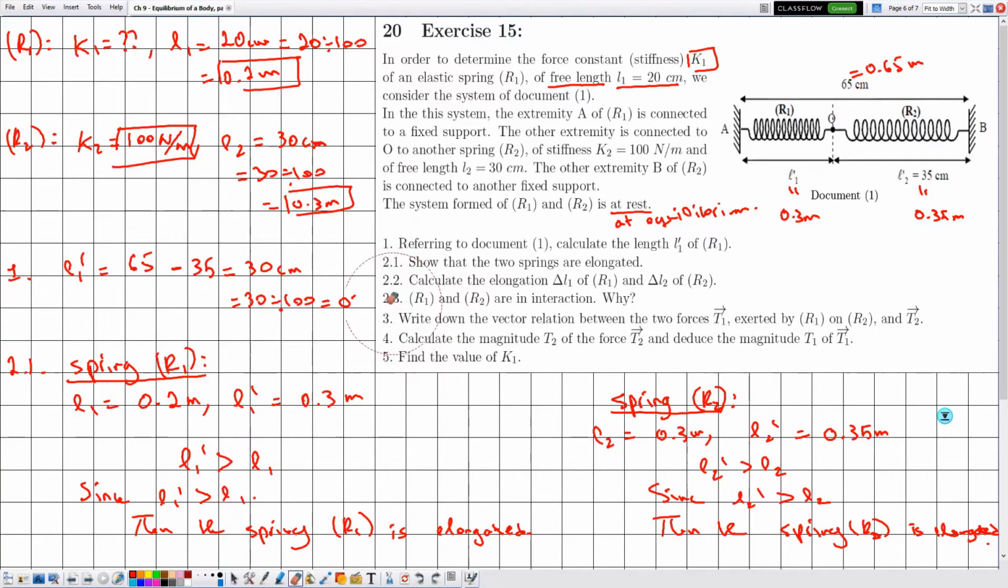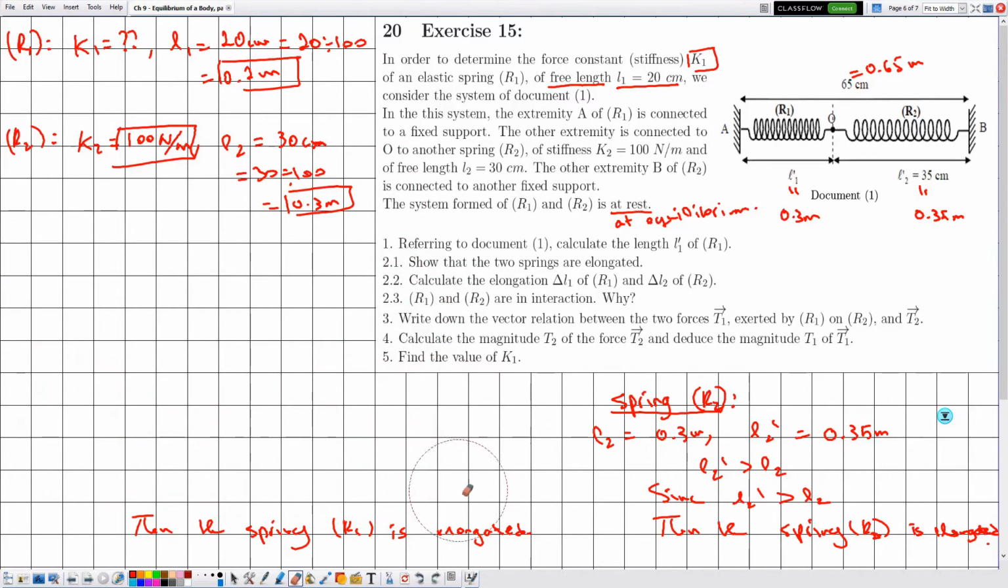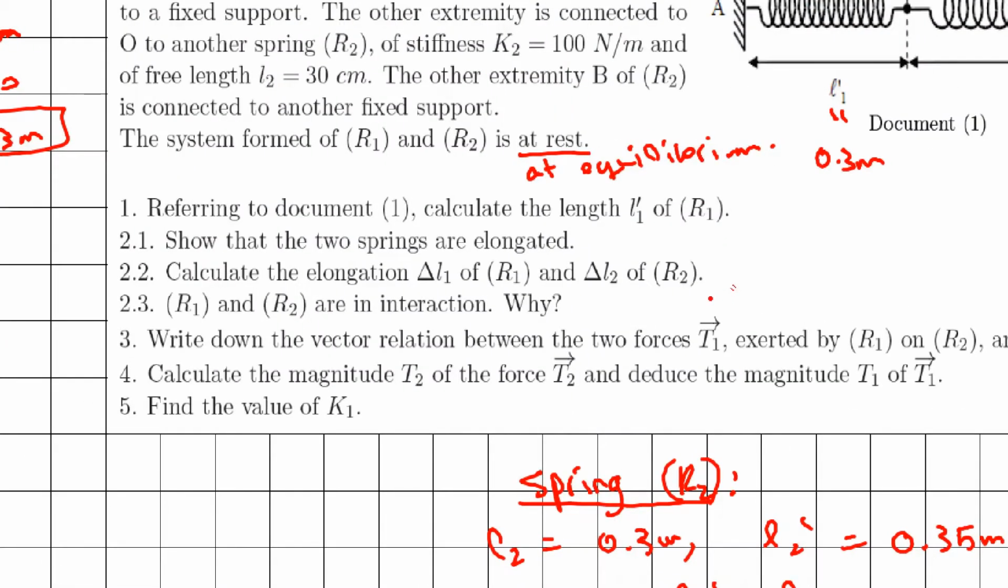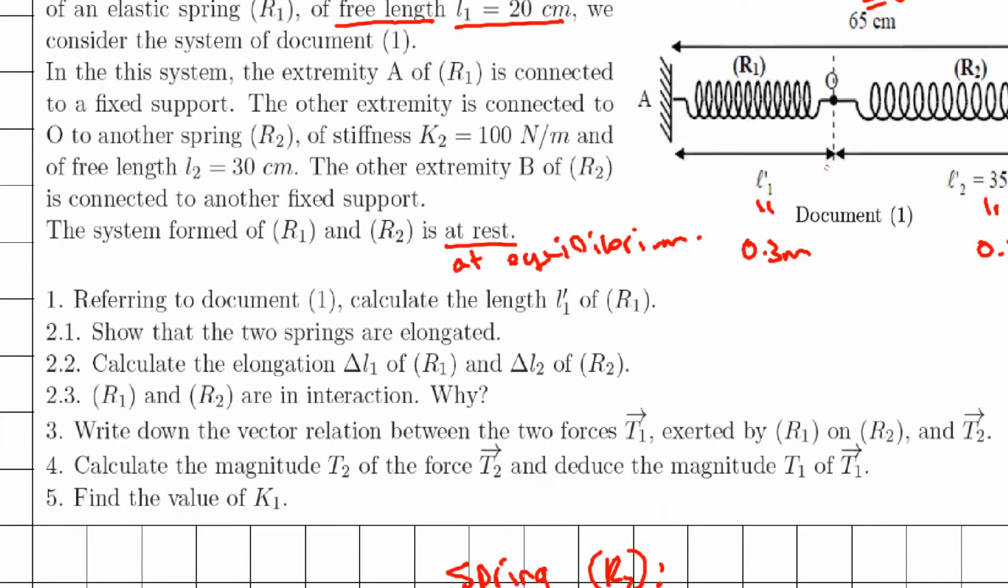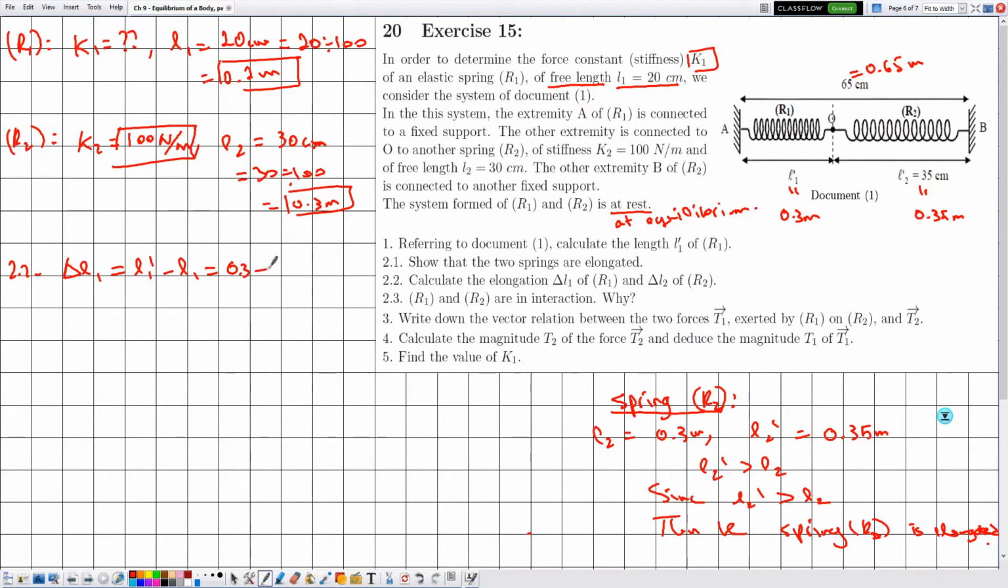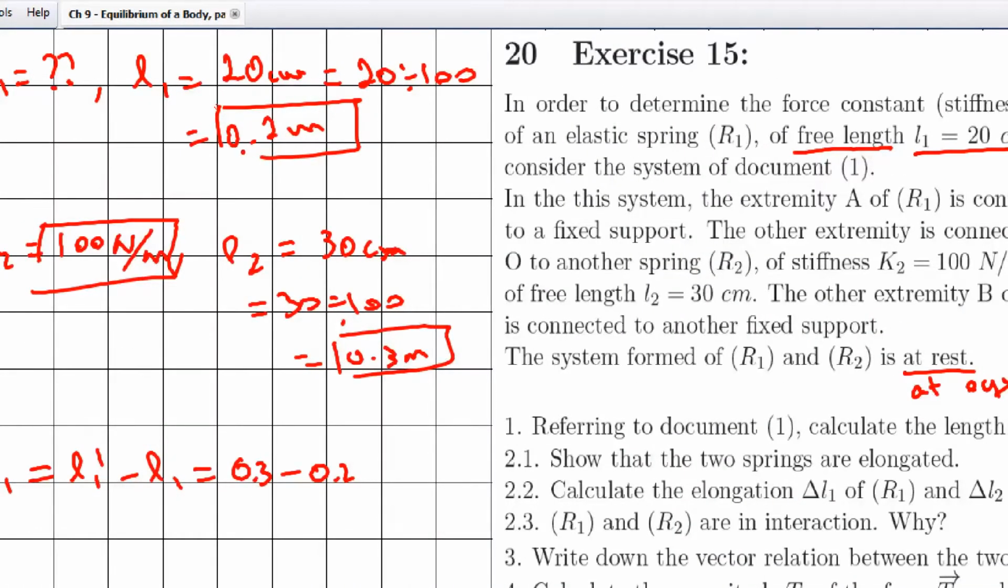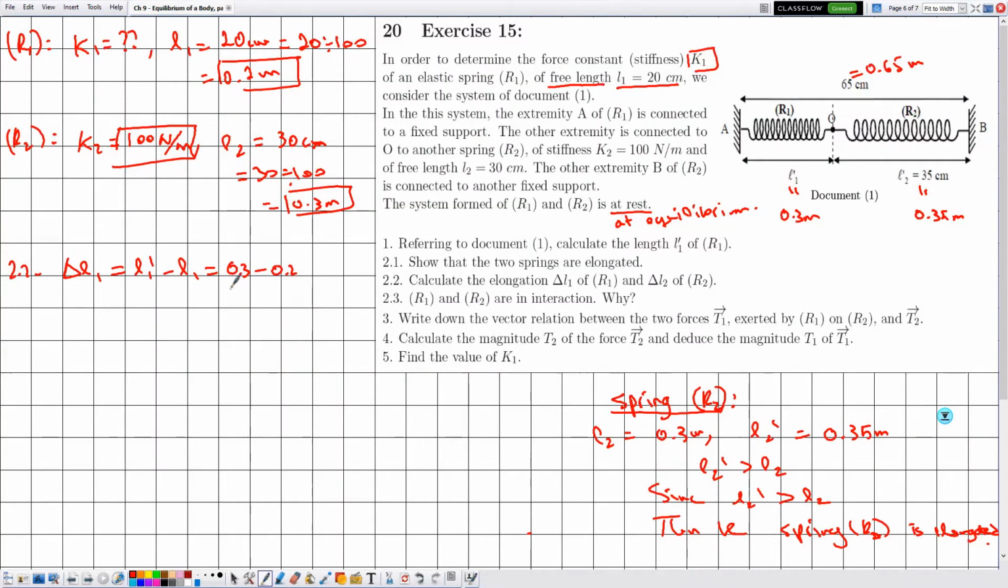Let me make some space here. Now in 2.2 they are telling me to calculate the elongation delta L1 of R1 and delta L2 of R2. Then delta L1, so delta means the difference, which is equal to L1 prime minus L1, which is equal to 0.3 minus 0.2. Since this is expressed in meters, then delta L1 will be in meters, so this is equal to 0.1 meters.